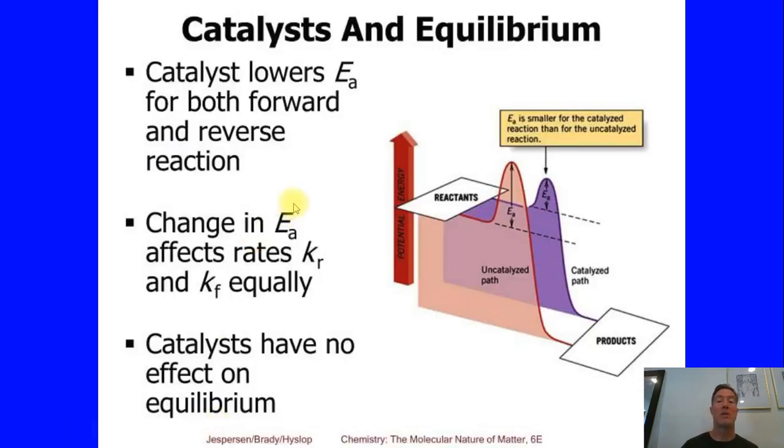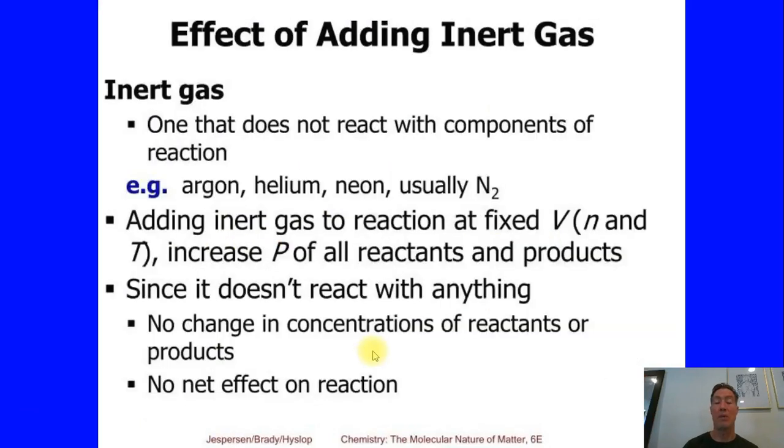Remember, the catalyst lowers the activation energy in both the forward and reverse directions, changing the rates equally, so it has no effect on equilibrium. It will help a reaction reach equilibrium quicker, but it won't change the equilibrium or the equilibrium constant. Remember, the only thing that does that is temperature.